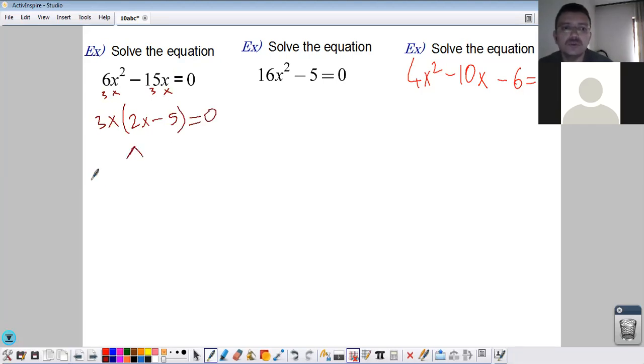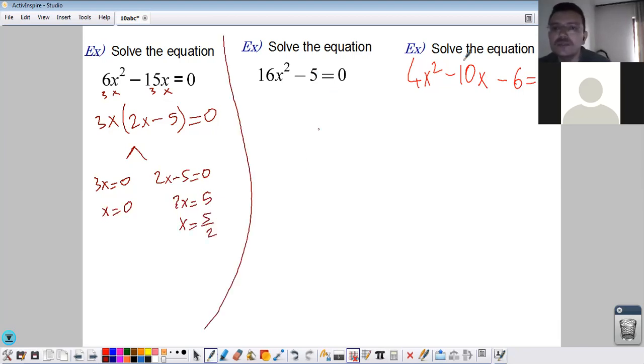And then you continue. What if the first part equals 0? What if the second part equals 0? So in this case, x must be equal to 0. Minus 5 goes to other side as plus 5. And x equals plus 5 over 2.